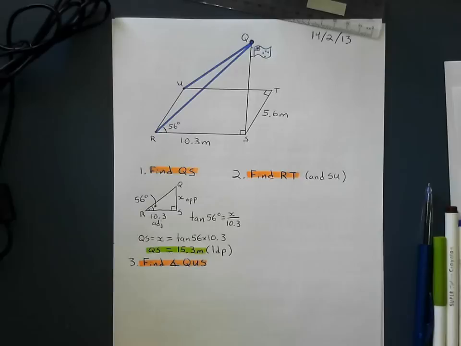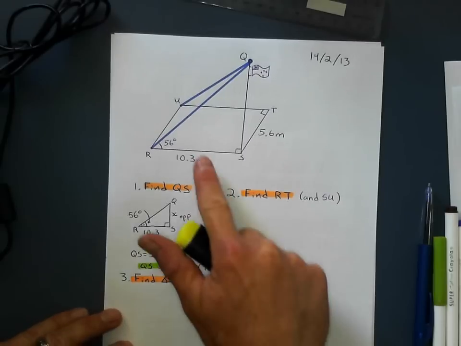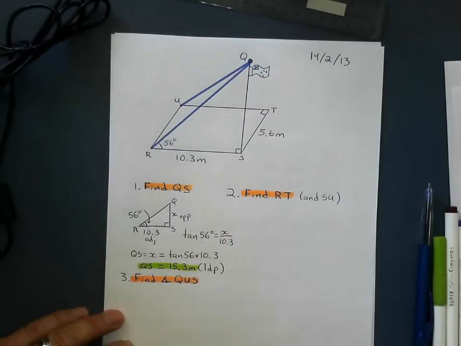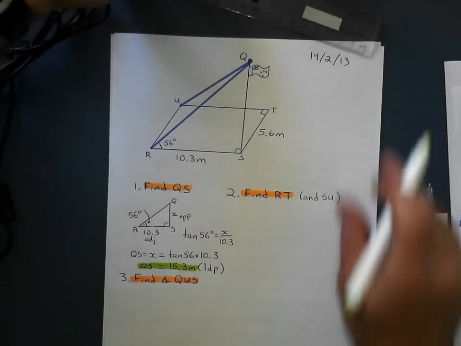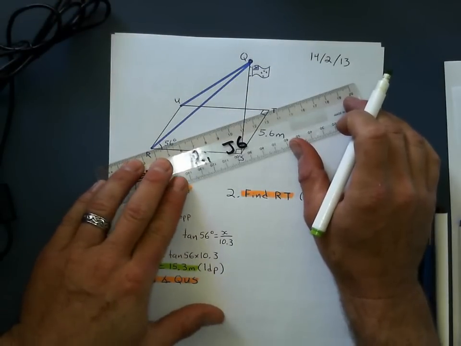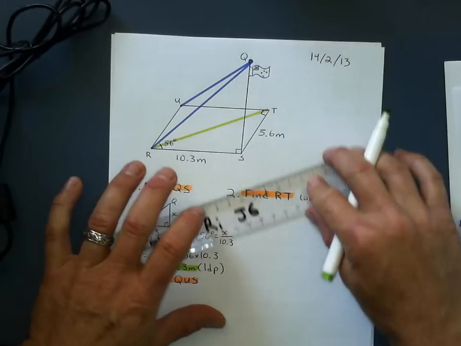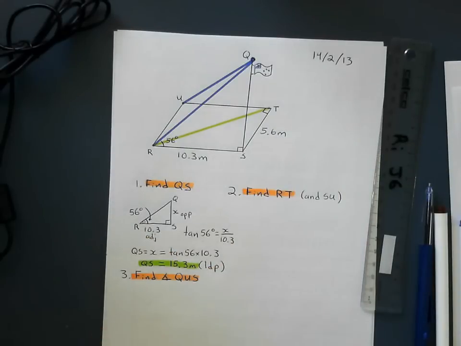Okay, so that one was trigonometry. I put RT and SU because they're going to be the same. Diagonals of a rectangle are equal. Okay, so if I want to draw that on there, great, go ahead. You don't have to, but you can see the right triangle right there, which is lying flat on its side.